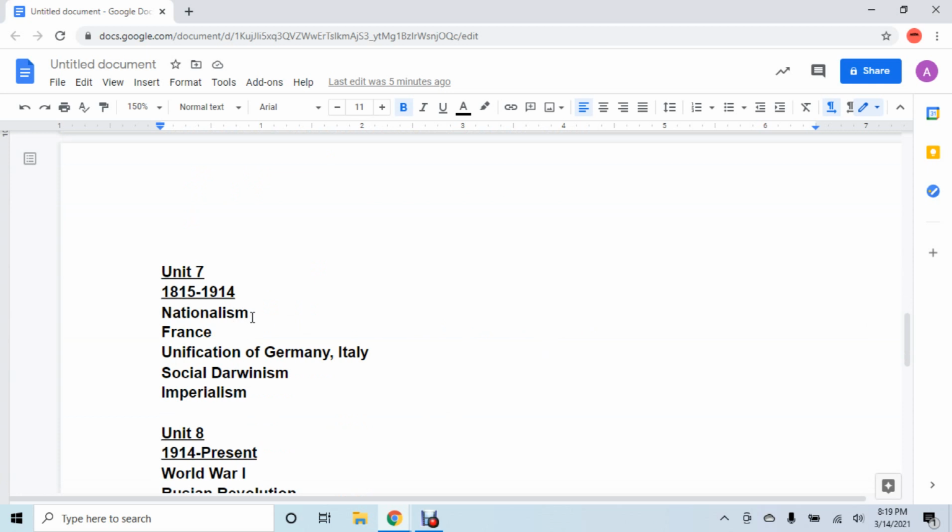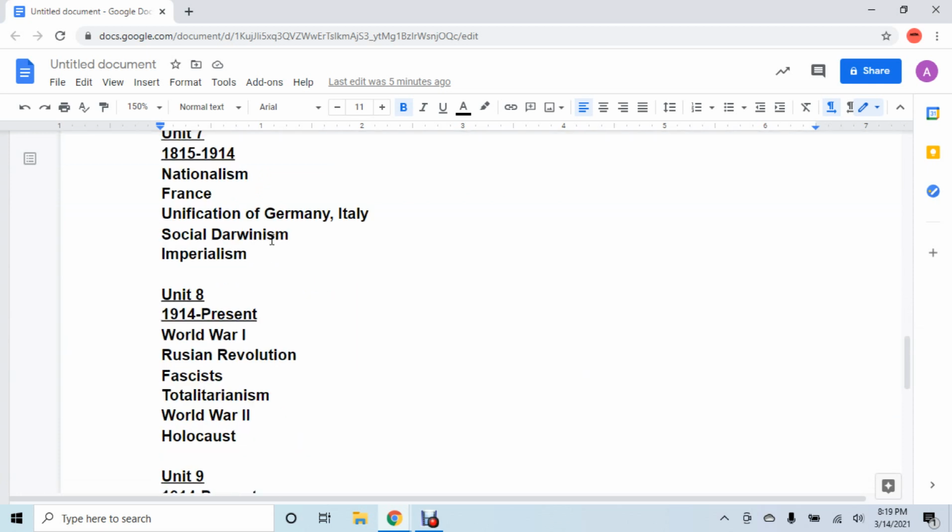You want to know what nationalism is. That encompasses the ideas of the unification of Germany and Italy. You have France coming around to becoming a power, and then you have social Darwinism, which is linked to the age of imperialism, where these countries start to basically take off and create empires.